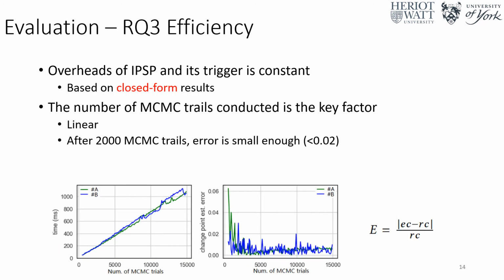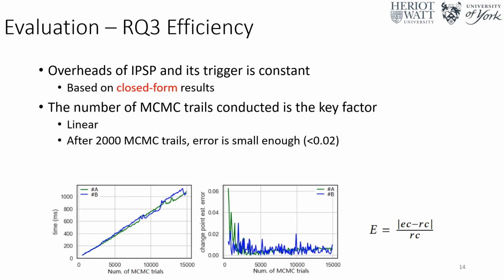Here we study the overheads of our ICPD approach. First, we know that the computational cost of the IPSP estimator and its trigger is constant time and can be ignored, since they are all based on simple closed-form results that we have shown in the paper. And the only bottleneck factor of our ICPD efficiency is the number of MMC trials conducted when determining the posterior distribution of the change point.